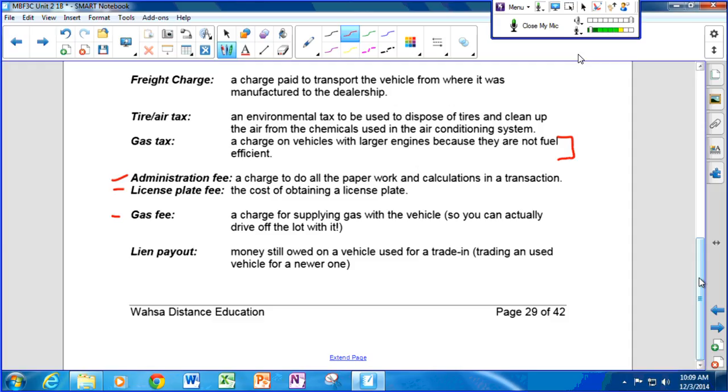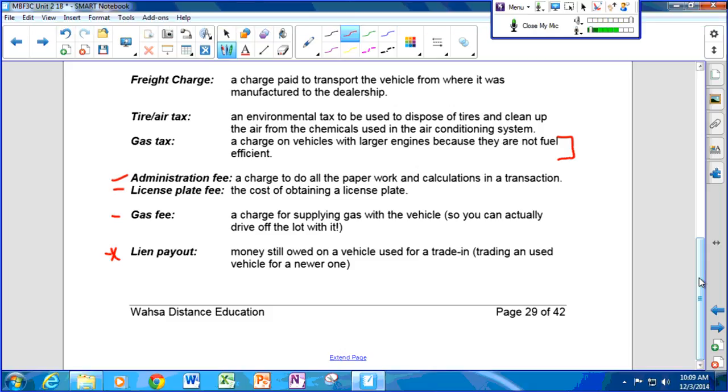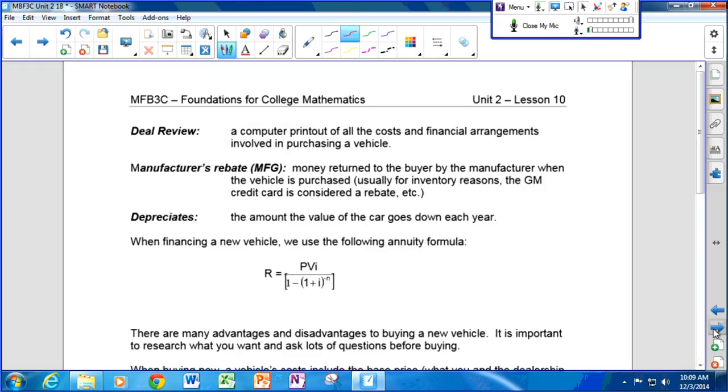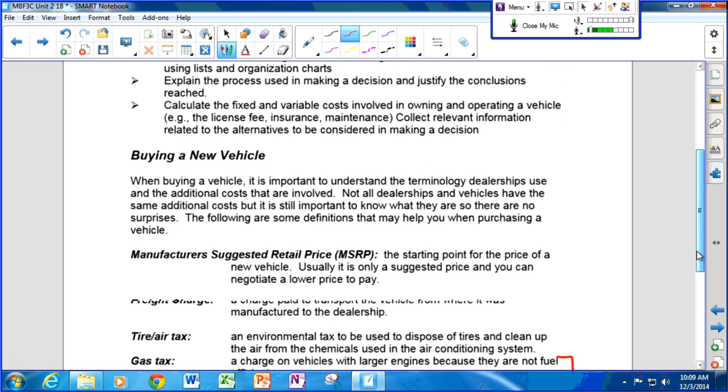And then this lien payout is something where if you're trading in your old truck or old car, and you still owe money on it, they'll probably roll that into the new loan. If you still owe $2,000 or $3,000 on it, then they would roll that in. Okay, I think those are pretty much all the charges.